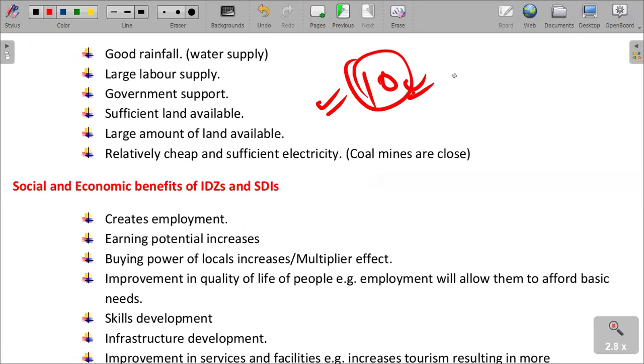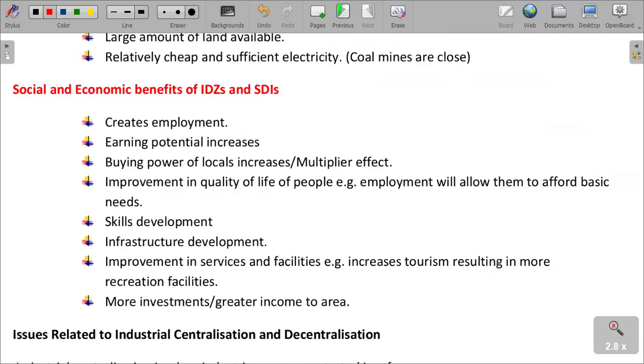The social and economic benefits of IDZ. What are the benefits of IDZ? They create both of them. We are talking about the social and economic benefits of IDZ and SDI: creation of employment. Obviously, we talk about export production in IDZ, and the development of corridors in SDI. They create employment, and earning potential increases in terms of industrial establishment.